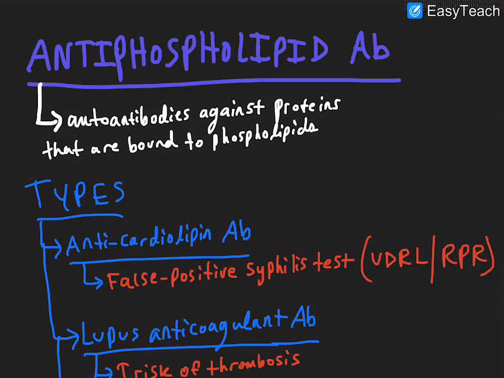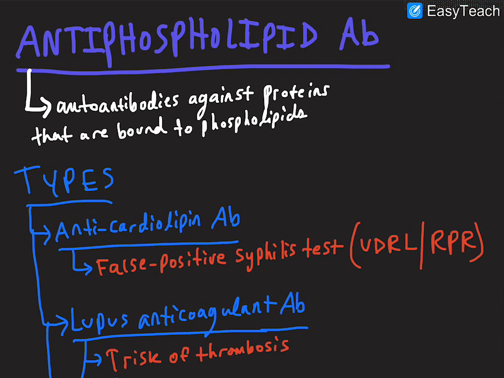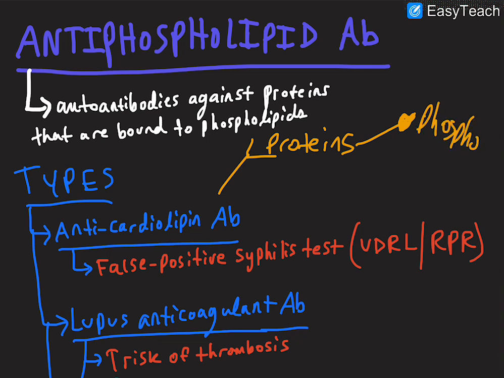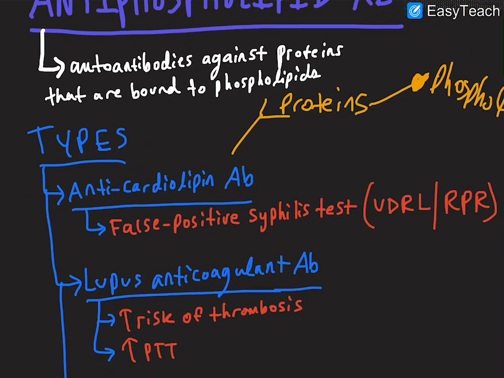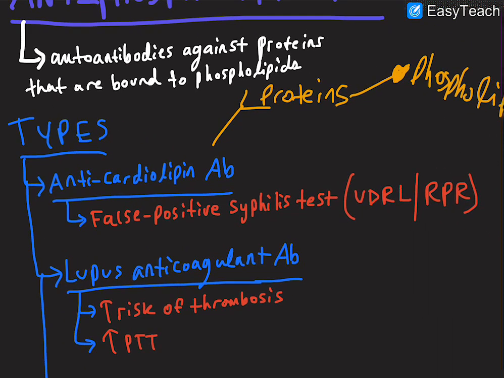Okay. So anyway, moving on to antiphospholipid antibodies. What are these? These are autoantibodies against proteins that are bound to phospholipids. So it's antibodies against proteins, and these proteins are bound to phospholipids. Okay. So what are these antiphospholipid antibodies that we should be familiar with? One is anticardiolipin antibodies.